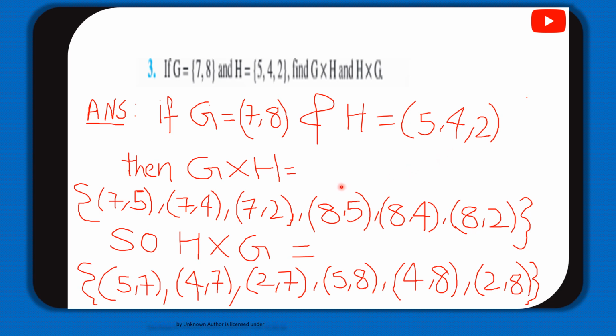Okay. The Cartesian product H multiplied by G is the set of all ordered pairs (h, g), where h belongs to H and g belongs to G. So, what will be H multiplied by G? (5, 7), (4, 7), (2, 7), (5, 8), (4, 8), (2, 8). Okay. Now let's go to the next question.